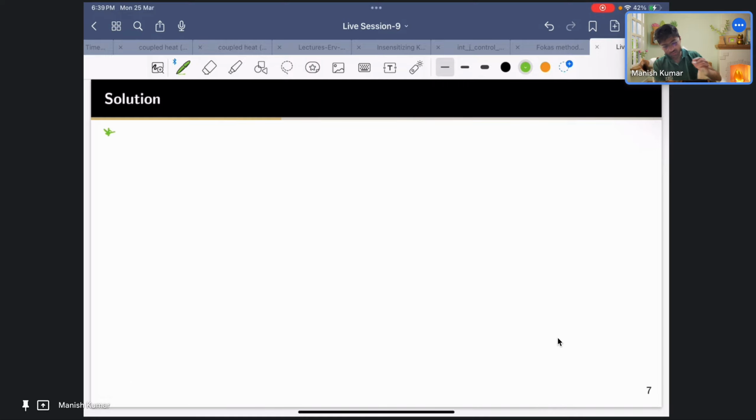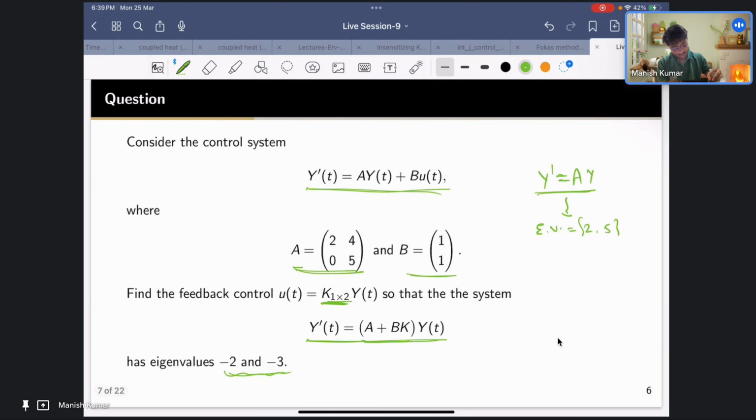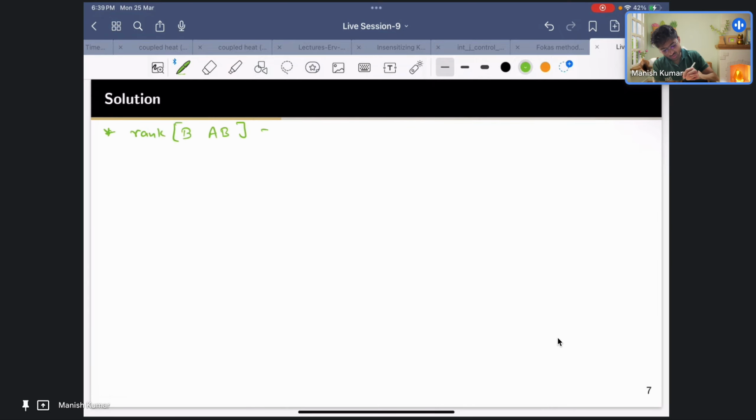If you want to follow the theorem, it says that the system should be controllable. So for that what we need to check is the rank of [B, AB]. It's 2 cross 2, so this should be equal to 2. So this is the question, is it true?